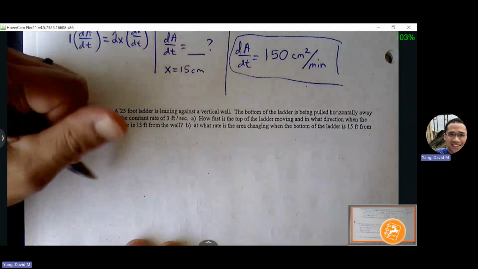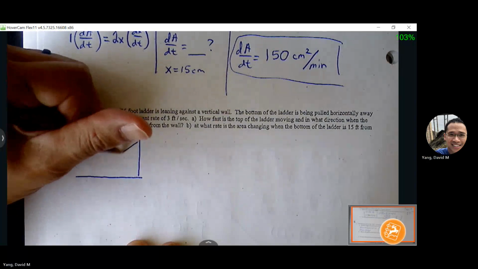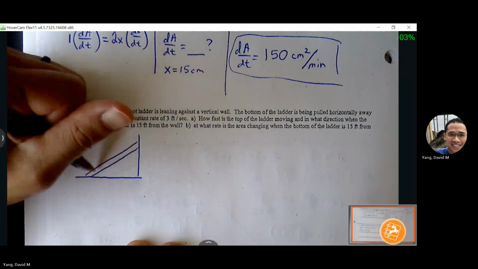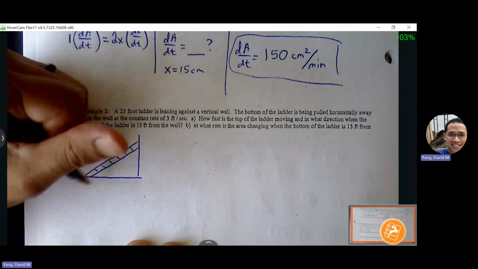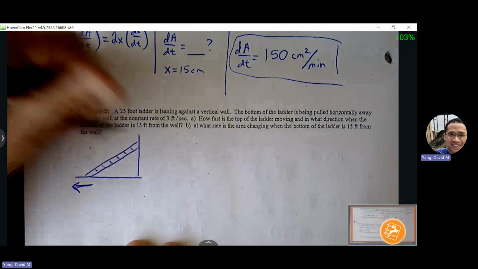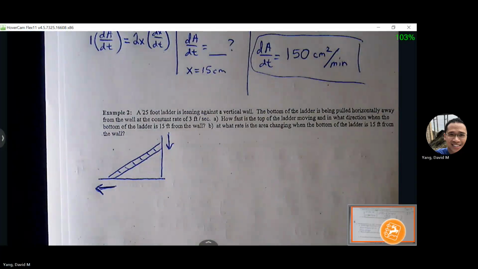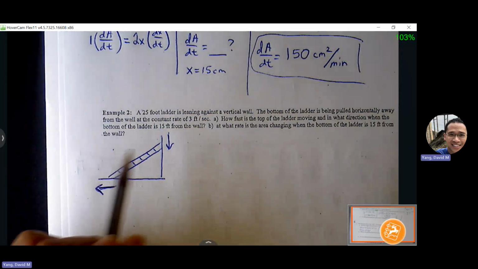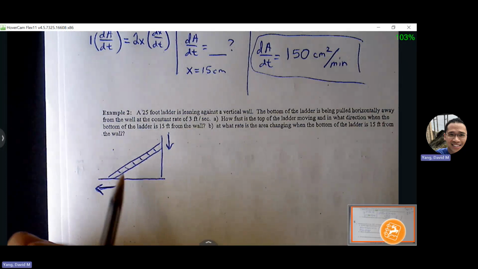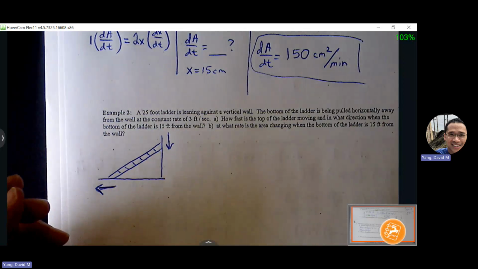Let's draw the picture here. There's my ladder. The ladder is leaning up against the wall. It's getting pulled away from the wall. So I want you to imagine the path of that and the shape changing as that ladder gets pulled away. Okay, what shape do you see in front of you here? Triangle. So we're talking about something involving a right triangle.